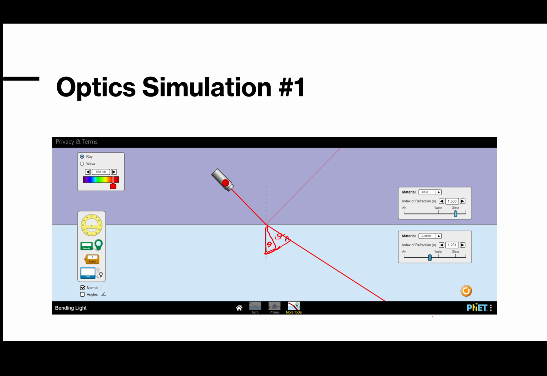All right? Any questions or concerns before we move on to total internal reflection? Yes, no, maybe.